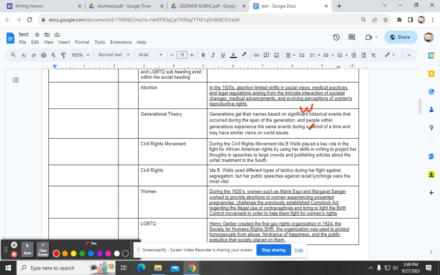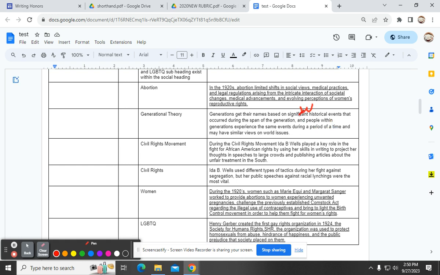"Generations get their names based on significant historical events that occurred during the span of the generation." That seems to be factual. It seems to be very basic. There really isn't anything here that's unique. It's just factual information. "And people within generations experience the same events during a period of time and may have similar views on world issues." Now we're starting to see some confusion.